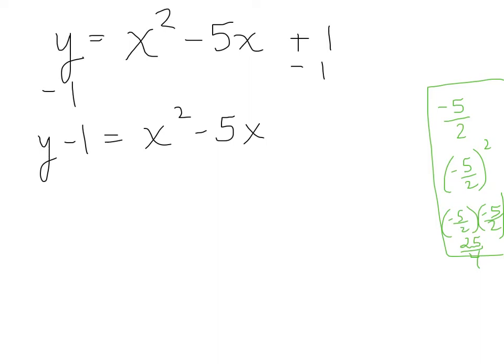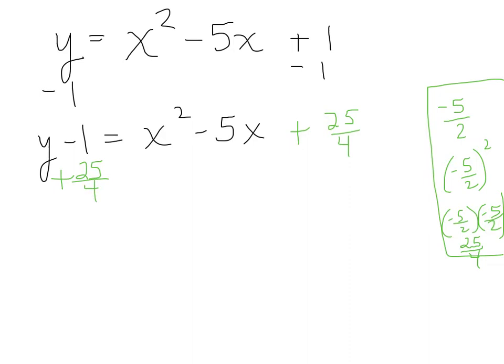I took the middle term, I divided by 2. That gave me a fraction, so I left it as a fraction. Squared my fraction to get 25/4. So I'm going to add that to both sides. 25/4 plus 25/4.